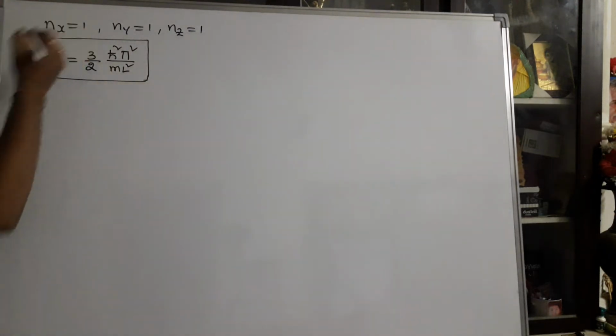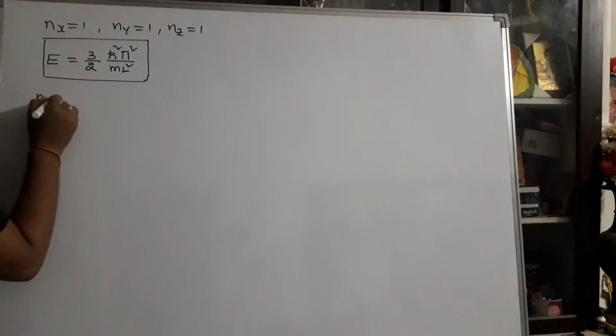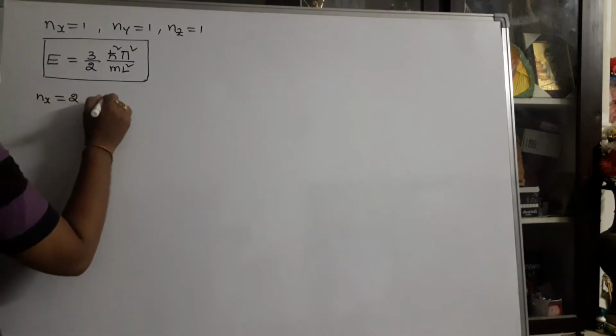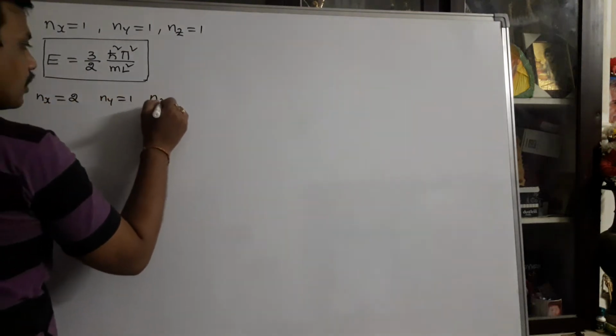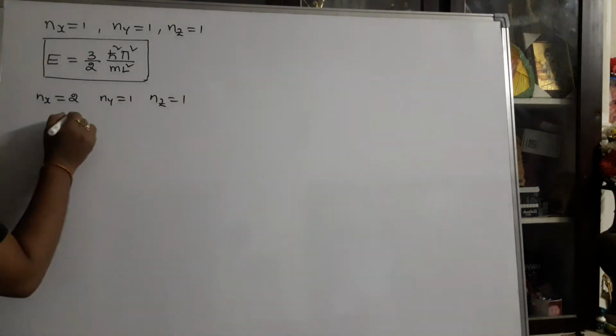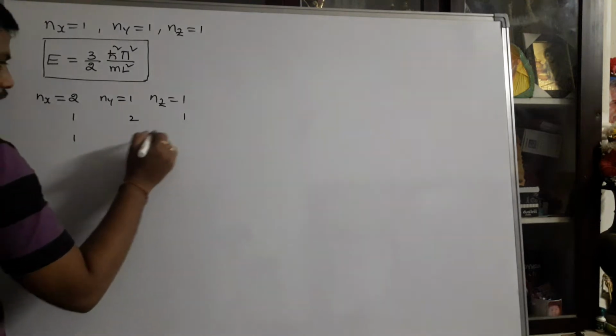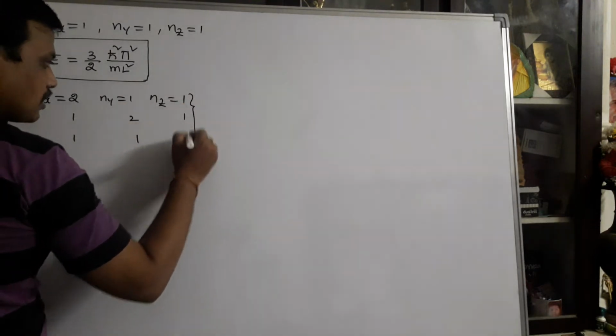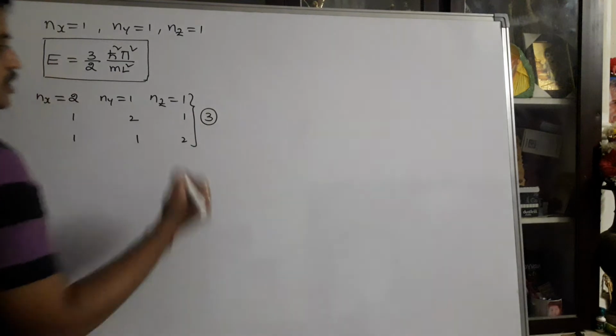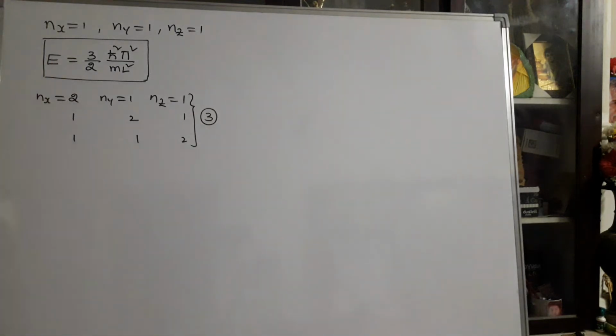After that, the next excited state you can take as nx equal to 2, ny equal to 1, nz equal to 1. Otherwise 1, 2, 1. Otherwise 1, 1, 2. How many possibilities are there? You have 3 possibilities. Nothing but 3-fold symmetry occurs. So the degree of degeneracy is 3.